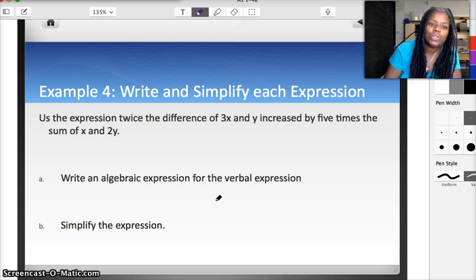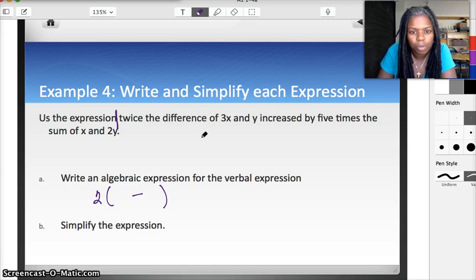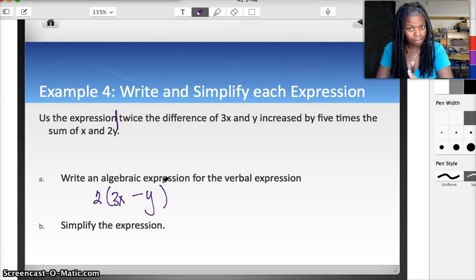So use this expression. Okay, so here's the expression. So twice the difference. So twice means 2 times. So 2 times the difference. So I'm talking about the difference of something. The difference of what? The difference of 3x and y. Okay, so I've got that. So let me make sure that felt comfortable. Use the expression twice the difference, 2 times the difference of 3x and y. All right, I'm feeling good about myself.